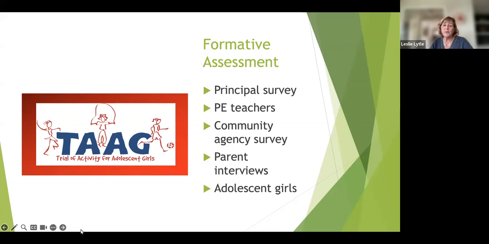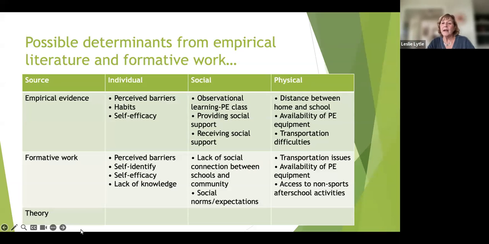And really importantly, we did a lot of focus groups and interviews with adolescent girls to understand where they were coming from as far as what things either enhanced or inhibited their ability to be physically active. So again, from this formative assessment, we come up with some additional potential determinants. And again, they're organized by individual, social, and physical.